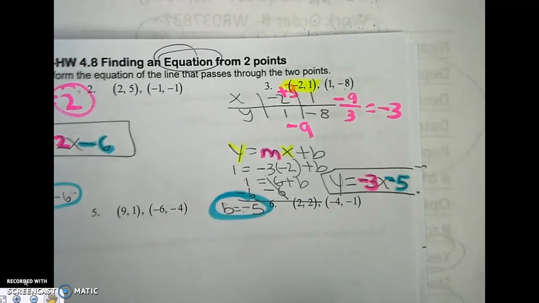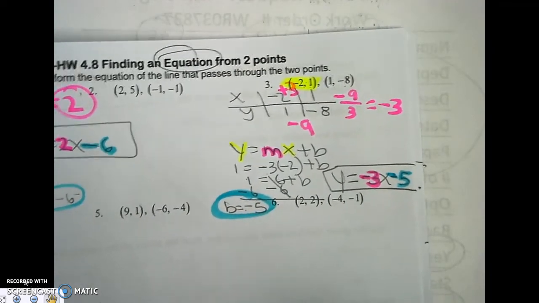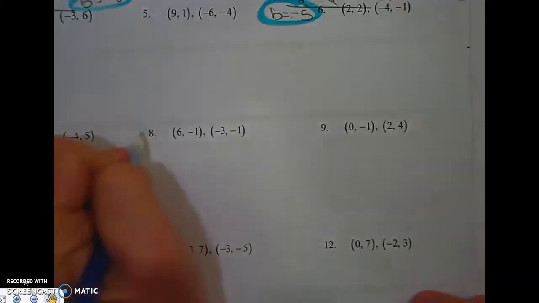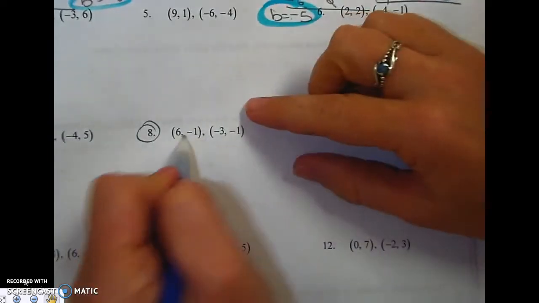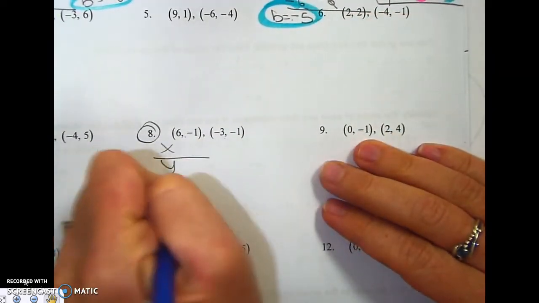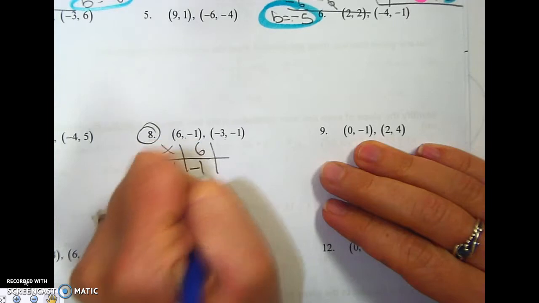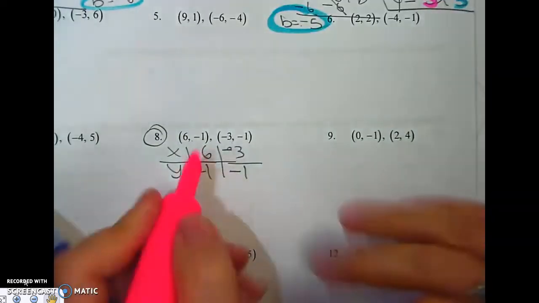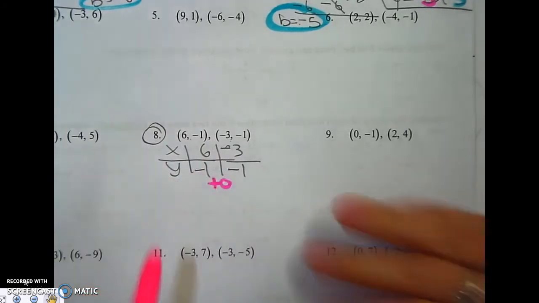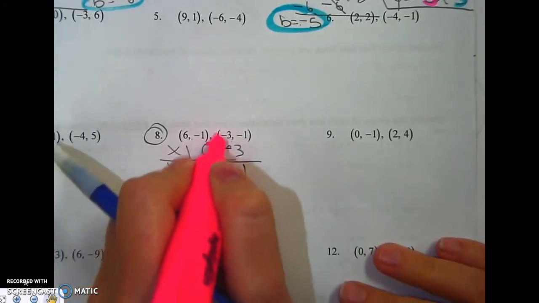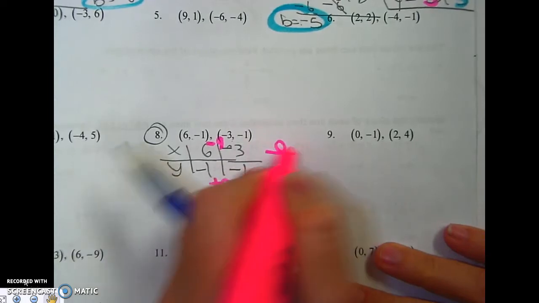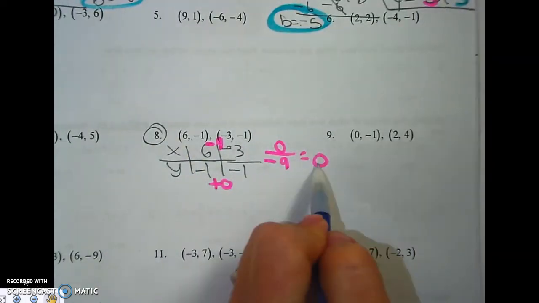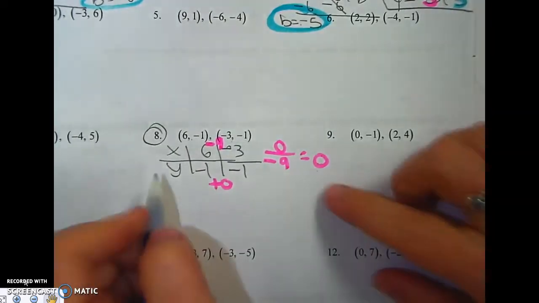Let's do another one. Let's do number 8. Okay, number 8. Anytime I have 2 points, I need to find the pattern. 6, negative 1, negative 3, negative 1. There is no pattern here, plus 0. And the pattern here is minus 9 because it's going down. 0 over any number is 0. I got my pattern, I got my slope, I got my m.